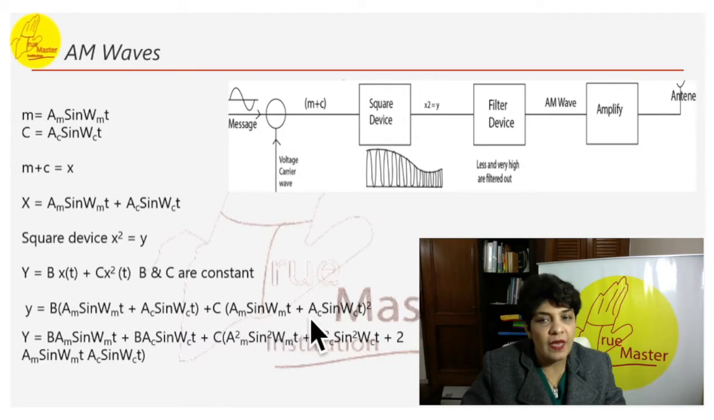So when we square (a plus b) whole square, when we open this (a plus b) whole square, it becomes a square plus b square plus 2ab. So this is opened in the form of Am square sine square wmt plus Ac square sine square wct plus 2 Am sine wmt Ac sine wct. So I am repeating this formula. This is being carried forward here.